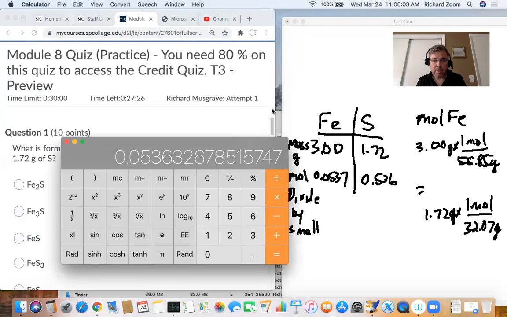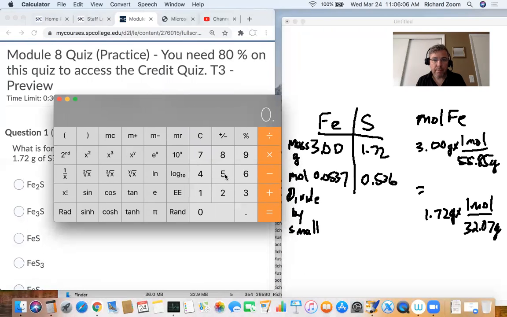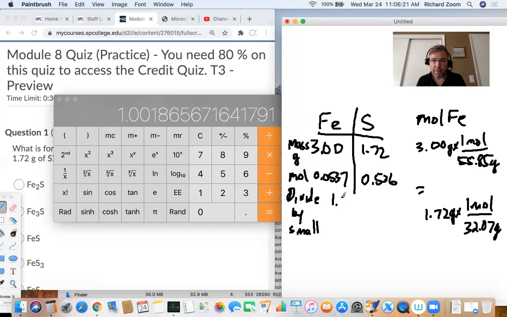Probably a little bit trivial here, really. This is 1.002, or say 1.00 really. 0.0536 divided by itself would be 1. So you can see that the mole ratio here isn't going to need anything. It's just going to be FeS. So for that one, we didn't really need to do anything with the multipliers.